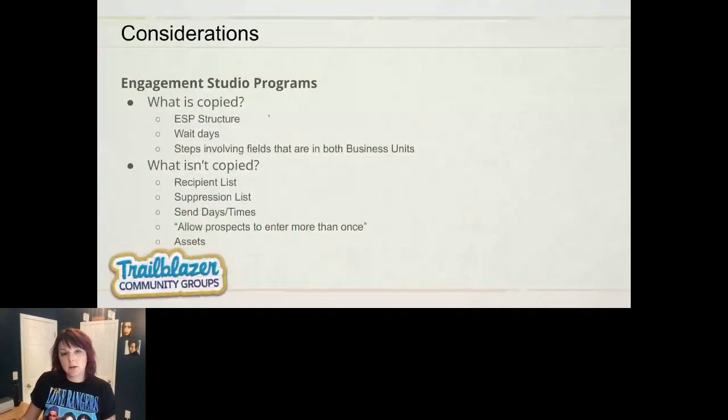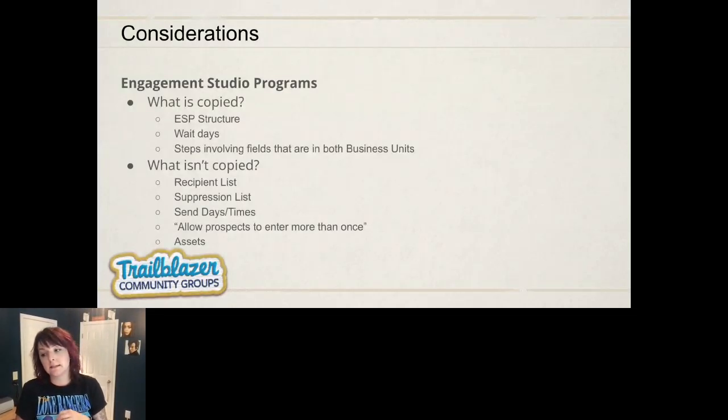Engagement Studio programs. This flow is going to copy the structure. It's going to copy your wait days. And if you have steps that are using a field that is in both business units with the same API name, it'll copy that as well. But it's not going to copy your recipient list or your suppression list because those lists are going to be unique to the business unit. It's also not going to copy your send dates and times or allow prospects to enter more than once.